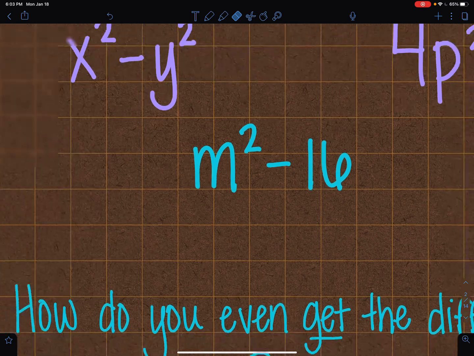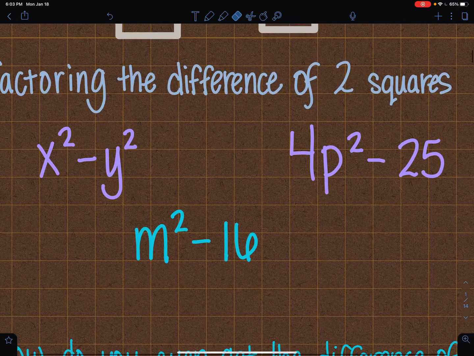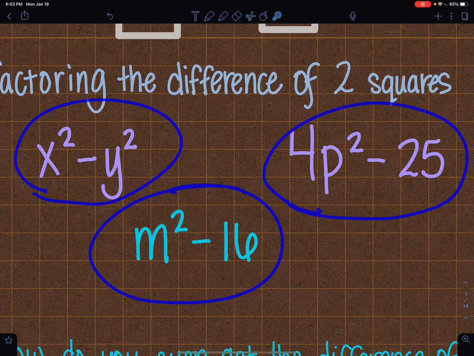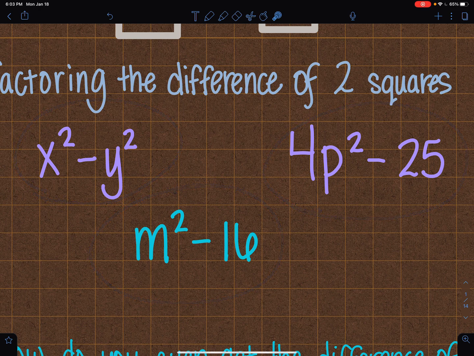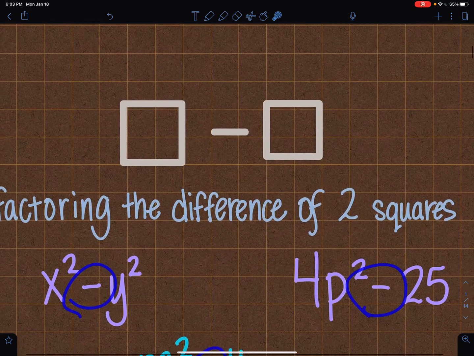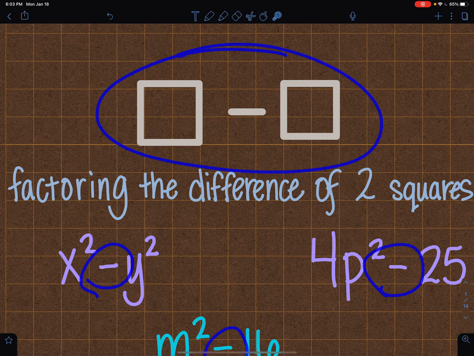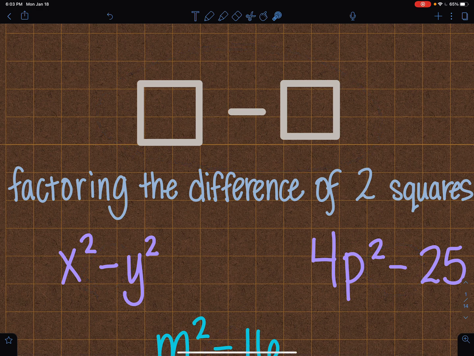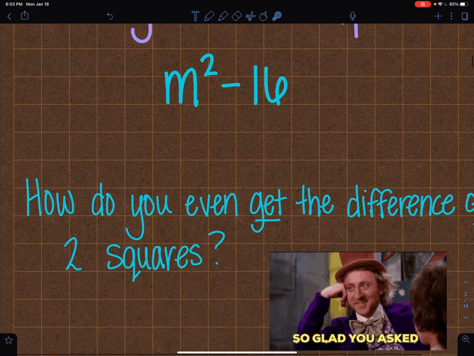All of these three expressions are binomials, each term is a perfect square, and there's a minus sign. So it's the difference of two squares. That's why I put this here. When you have the difference of two squares, you do something special. This is going to be so fun. It's kind of like a little shortcut. When you have the difference of two squares, it's a super simple shortcut. And the shortcut is this.